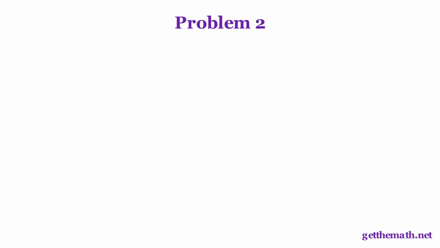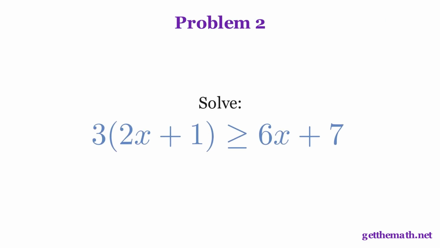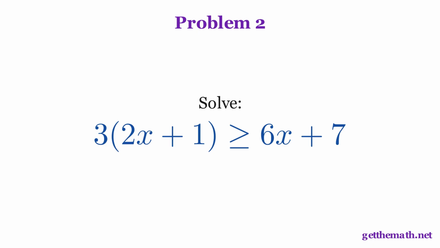Now let's look at problem 2. Solve 3 times (2x plus 1) is greater than or equal to 6x plus 7.